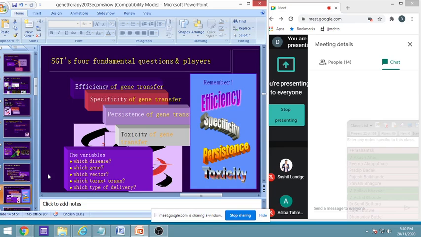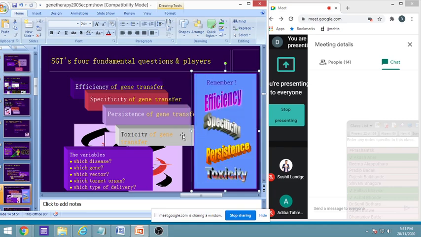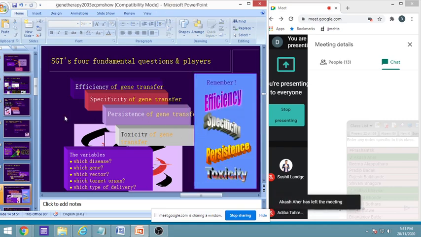Then the second thing is whether it is possible: the specificity of gene transfer. You have studied genes so far. You know that if a gene is not properly inserted, or if the location is changing, then the biggest problem is that anything can happen. Then persistence of gene transfer: for that you need persistency, that is, you need very good tolerance, because toxicity is there.